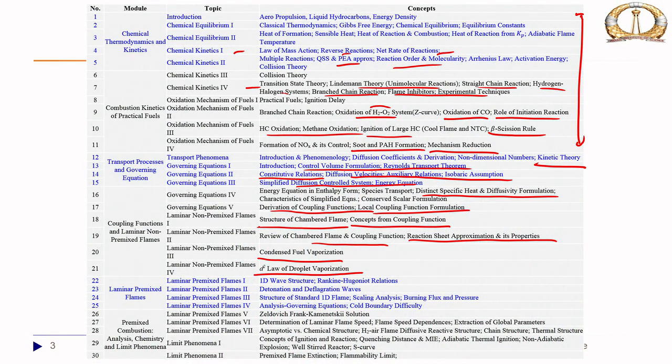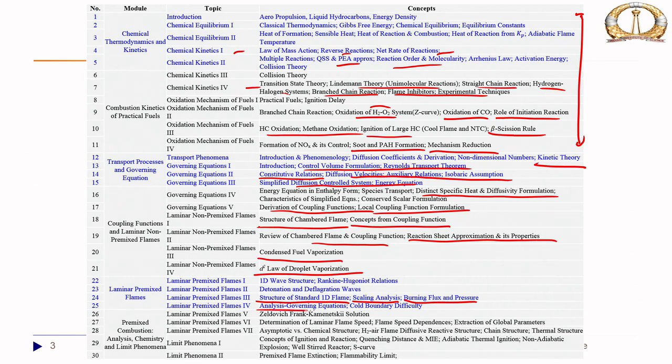Then we moved into laminar premix flames, where we looked into the thermodynamics of laminar premix flames, this Rankine-Hugoniot relation. We found out the difference between deflagration and detonation, and how the properties before and after change for these different waves, deflagration and detonation waves. Then we looked into the structure of standard 1D flames, okay. We invoked the scaling analysis, and we found out the burning flux as a function of pressure, and we found out that burning flux is one of the most important properties that defines the laminar premix flame, and what it depends on.